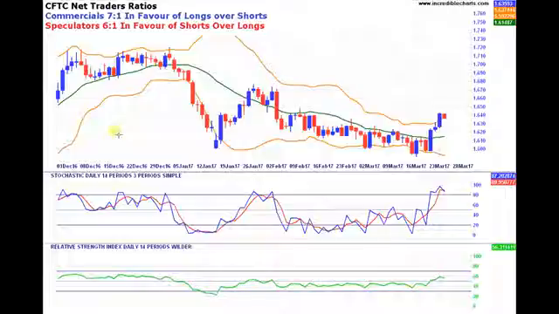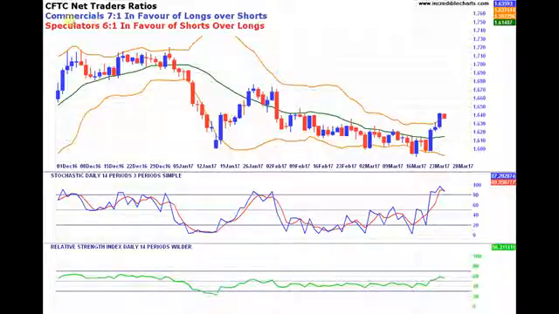The chart now of GBP AUD, which was the setup we looked at in last week's video. Before I do some levels, I just want to look at the CFTC net traders in terms of how the commercials and non-commercial speculators line up. You don't get GBP AUD on the CFTC net traders. You have to work it out for yourself by doing AUD against the USD, then GBP against USD. But it's easy to work out the ratios.